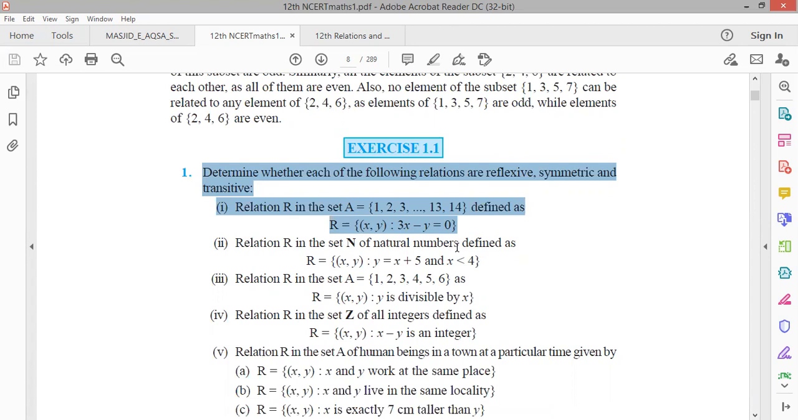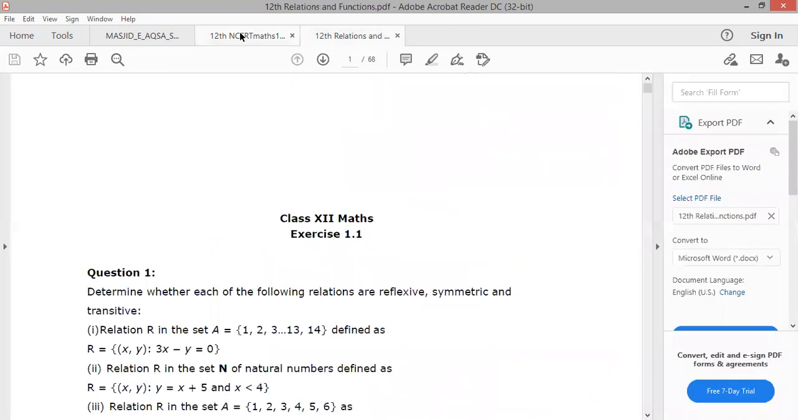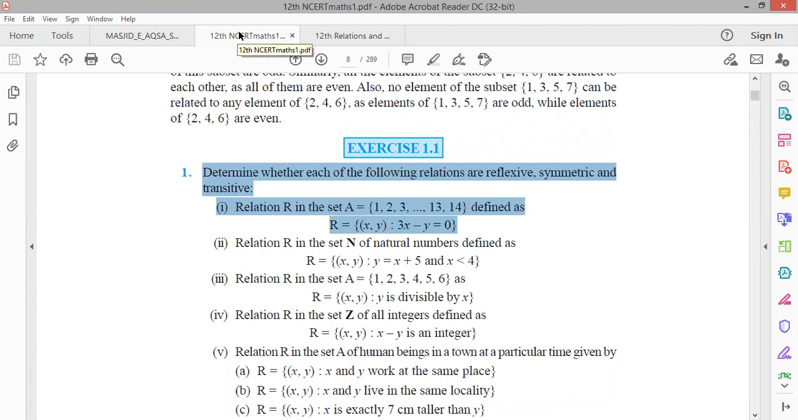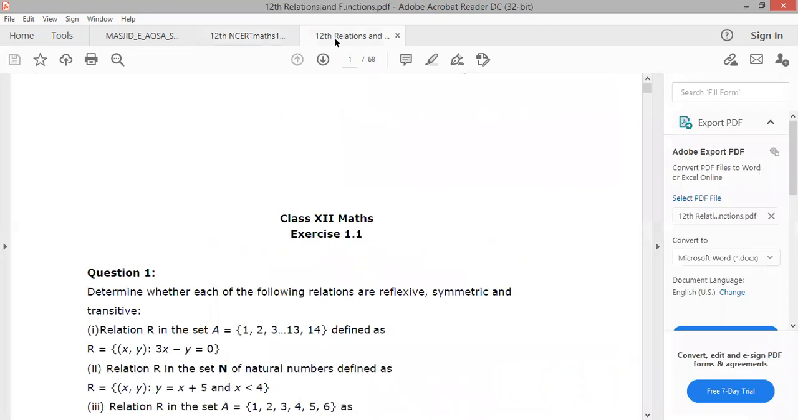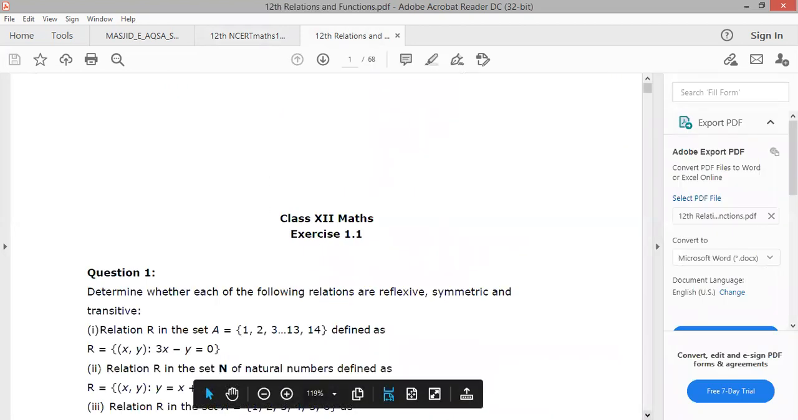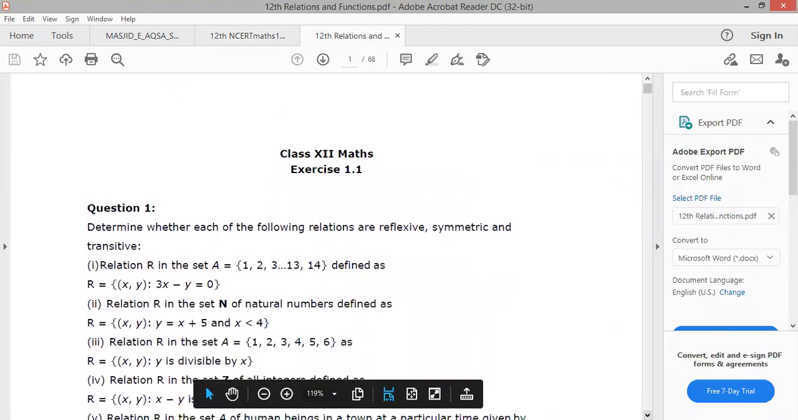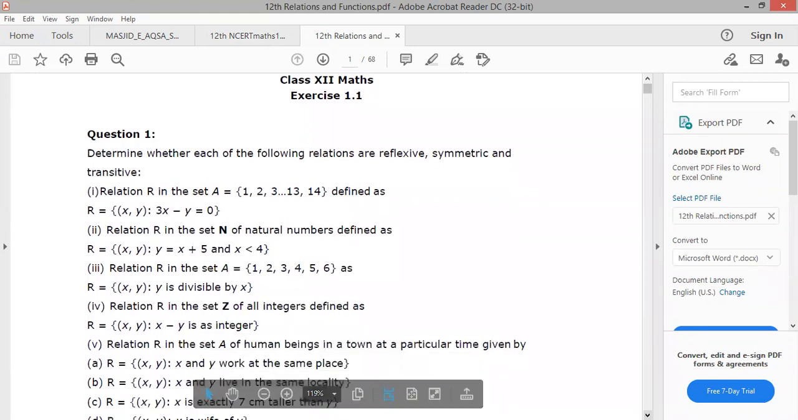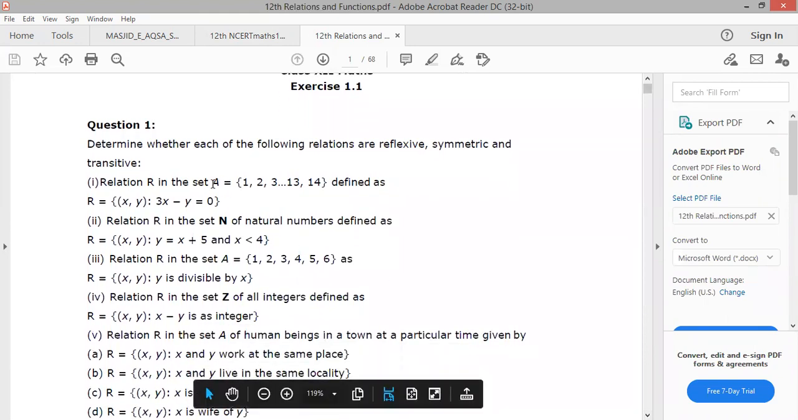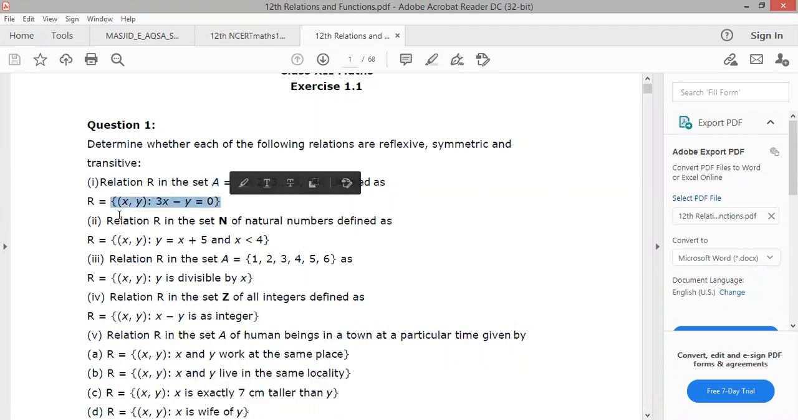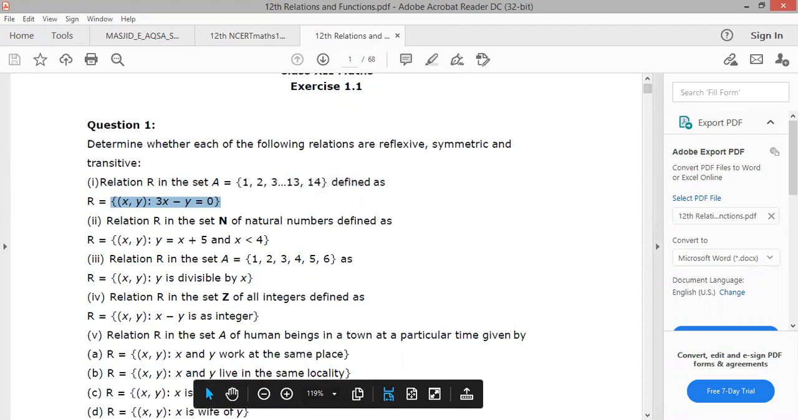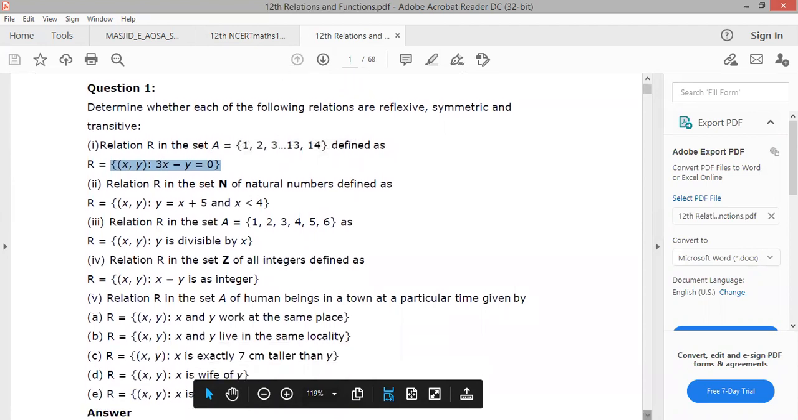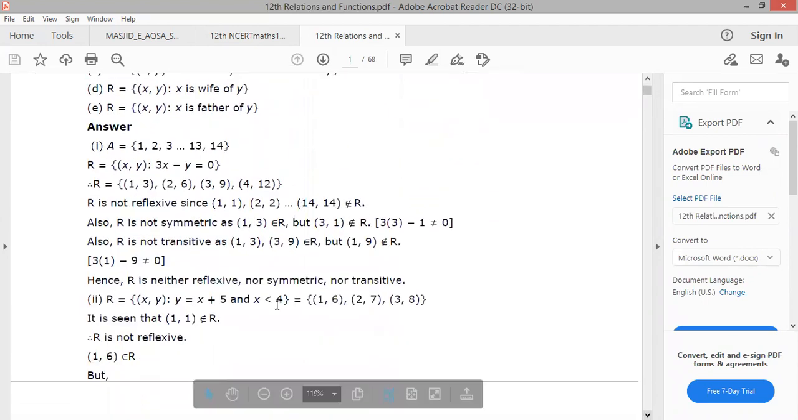If we want to check whether this is an equivalence relation, whether it is reflexive, symmetric, or transitive, whatever it is, for that we go to the solution. You see here, we have this given set and this relation given, and we want to solve this. We actually try to find the elements in the relation.